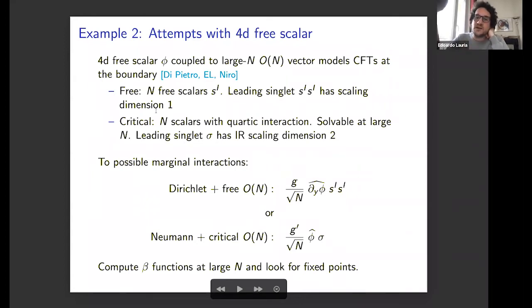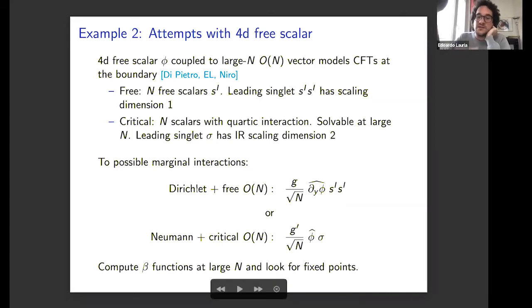The second possible variety is the critical O(N) vector models. These are just N scalars with quartic interaction. So this theory is an interacting CFT. It's solvable at large N in a 1/N expansion. And one can see that the leading singlet operator in the leading large N limit is called sigma, and it has dimension 2. Okay, so we have these two possibilities. So let's try to construct interacting boundary conditions. Well, we can definitely construct two possible marginal interactions.